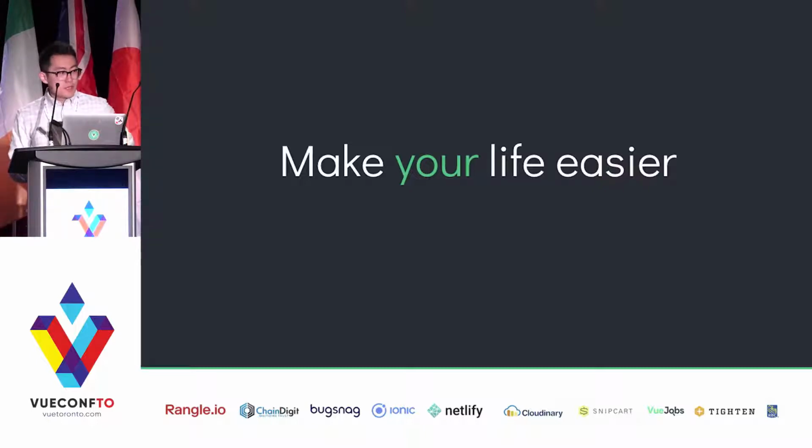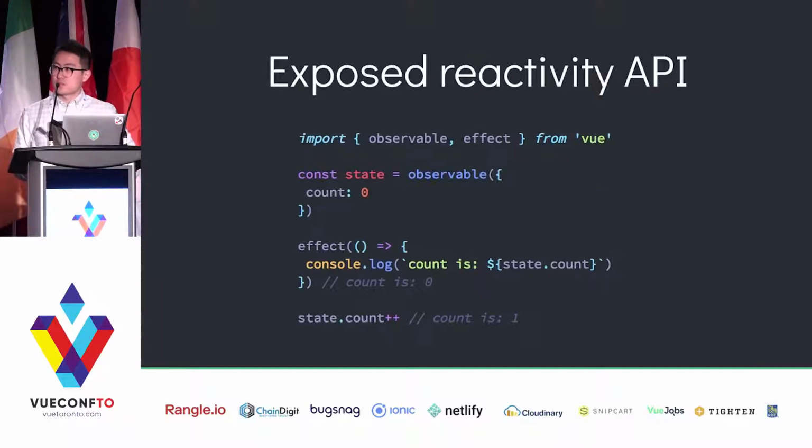Okay, so make your life easier. The first thing we're probably going to do is expose the reactivity API, because the concept is actually a bit hidden in current Vue 2.x. We want to give you the ability to explicitly create objects that are reactive. So if you import observable from Vue and create a state object, this object is reactive now.